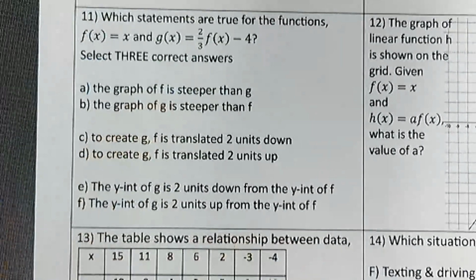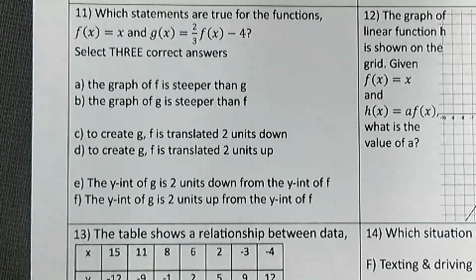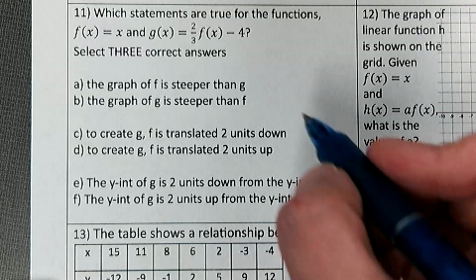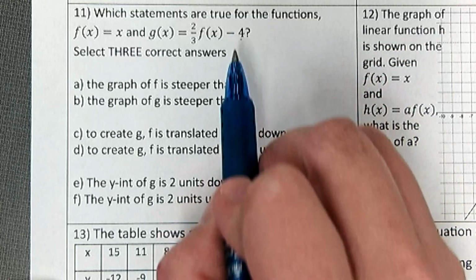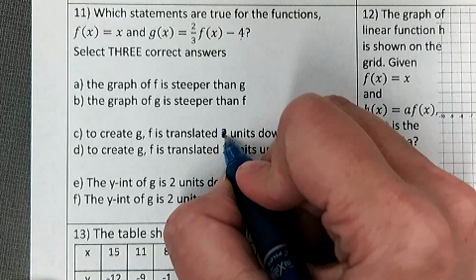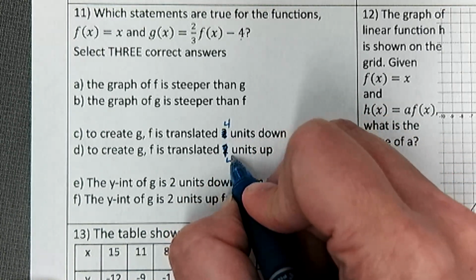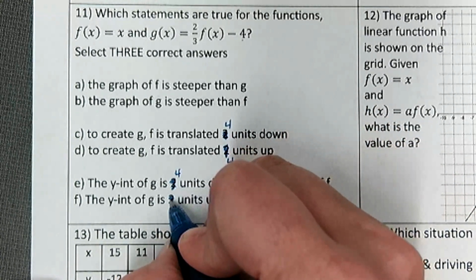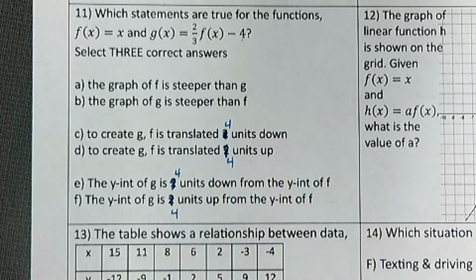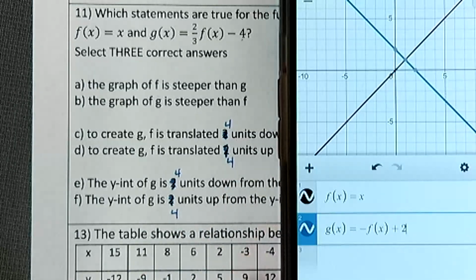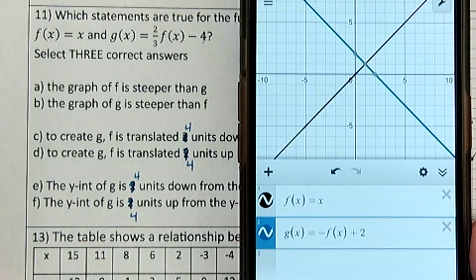All right, number 11, there's a typo. I put a note about this in Google Classroom. It was also on the board. Notice this is a 4 and these are 2s. So we just need to change the 2s to 4s for this to make sense. Which statements are true? Okay, so again, we're going to want to use our Desmos here.